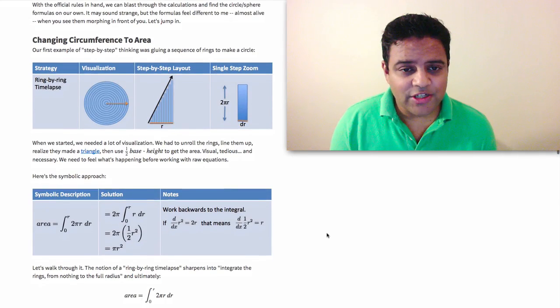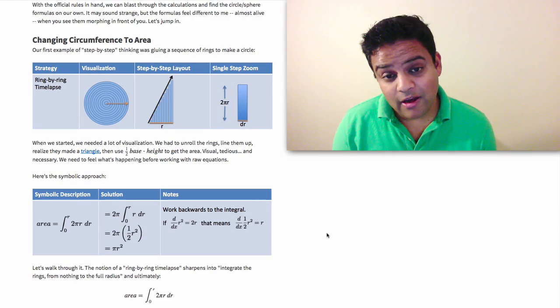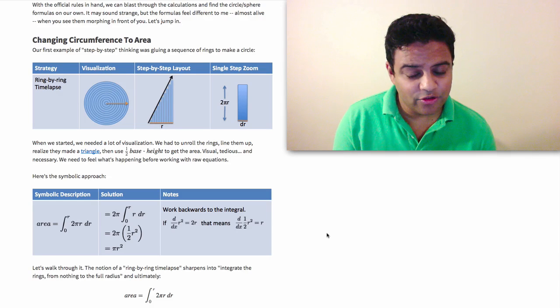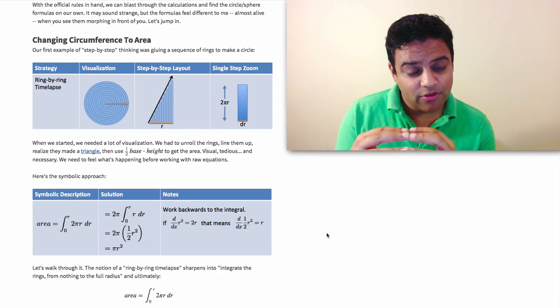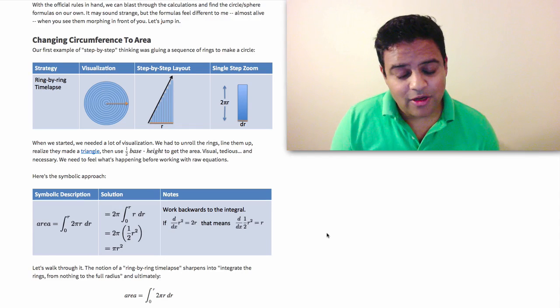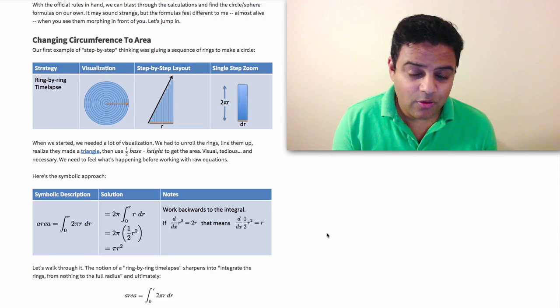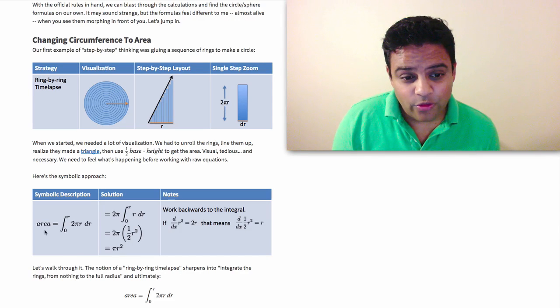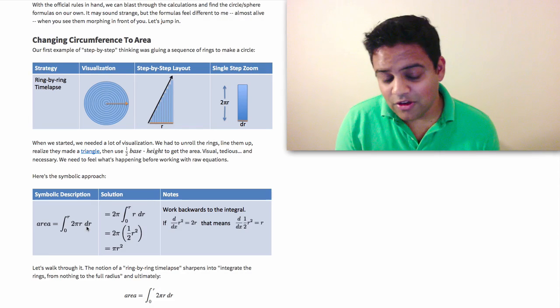The first step is taking circumference into area. We did this on our own with the circle to the ring triangle, right? We took the circle, broke it up into a bunch of rings, and then unrolled it and measured the area. Well, using the equations, we can do the same thing, and we don't need to do as much visualization. So the way we'd write it is area equals the integral from 0 to r of 2 pi r, and then dr is the width.